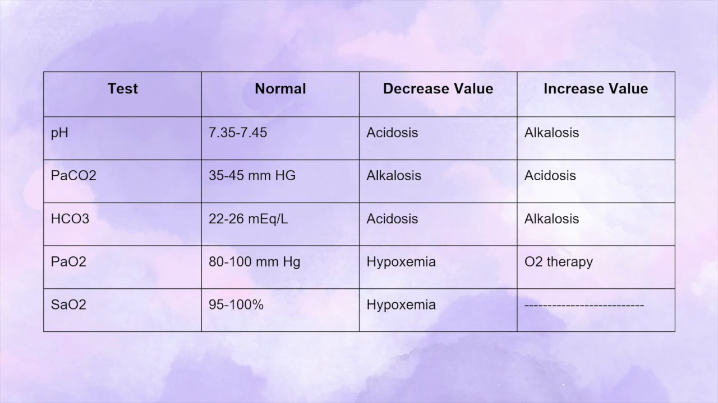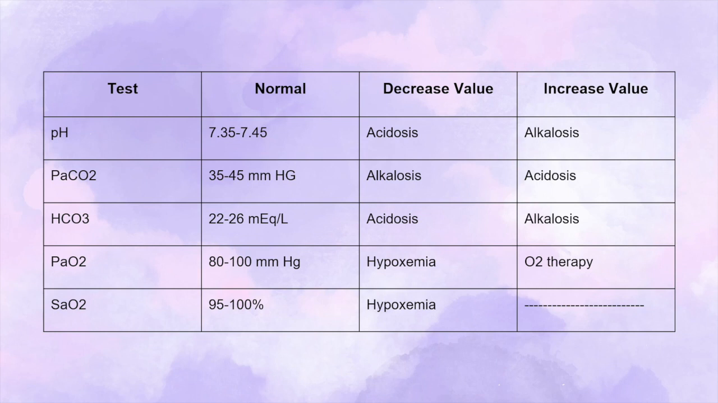A higher partial pressure of carbon dioxide level indicates acidosis, while a lower partial pressure of carbon dioxide level indicates alkalosis. A lower bicarbonate level indicates acidosis, while a higher bicarbonate level indicates alkalosis.